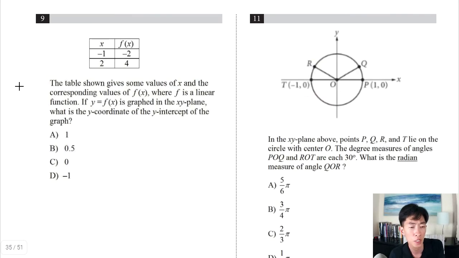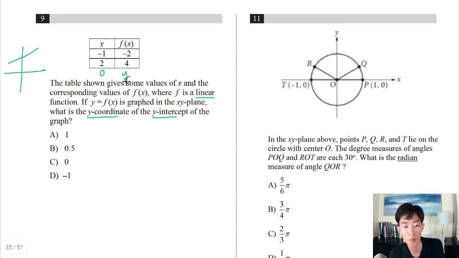Question 9. The table shown gives some values of x and the corresponding values of f of x, where f is a linear function. So that's going to be important. If y equals f of x is graphed in the xy plane, what is the y-coordinate of the y-intercept of the graph? All right, so in case you're getting confused by the wording, the y-intercept of the graph is where the graph crosses the y-axis. So the x-coordinate of the y-intercept is going to be 0, and they're asking us to find the y-intercept, so this is our unknown.